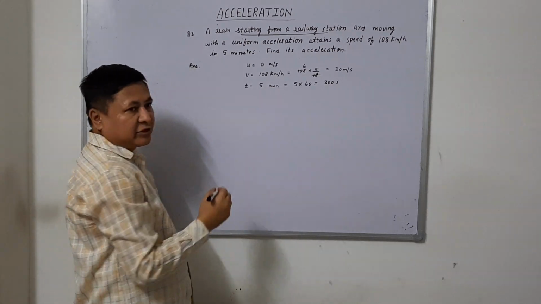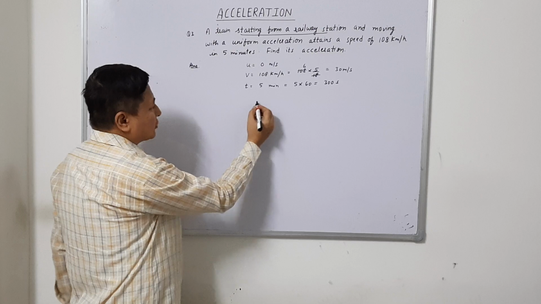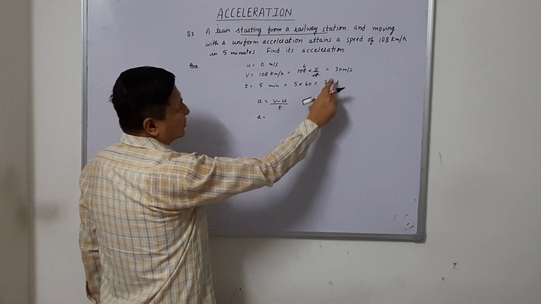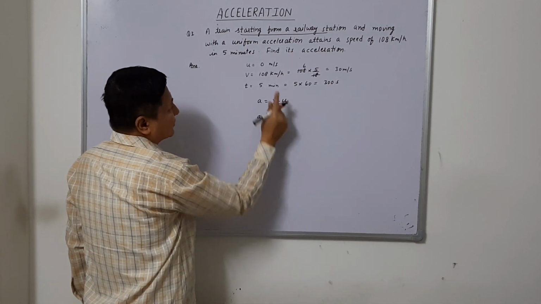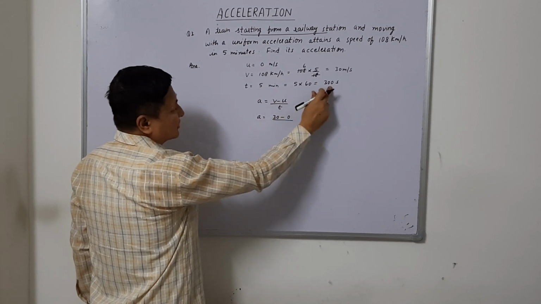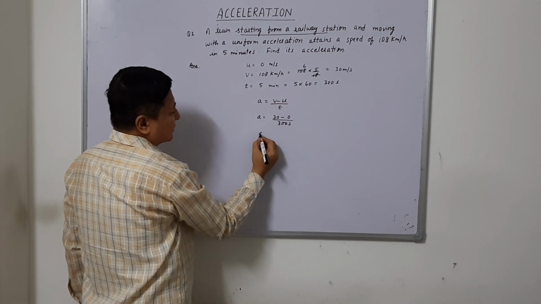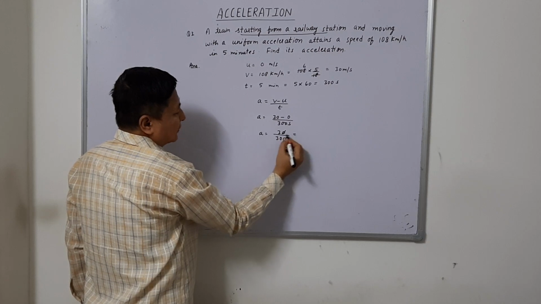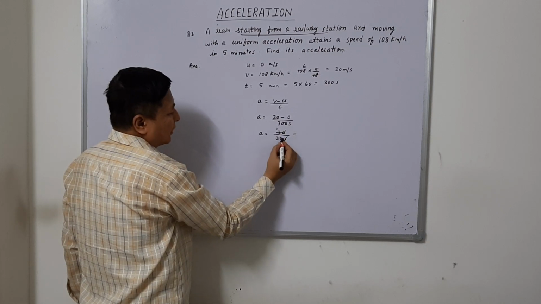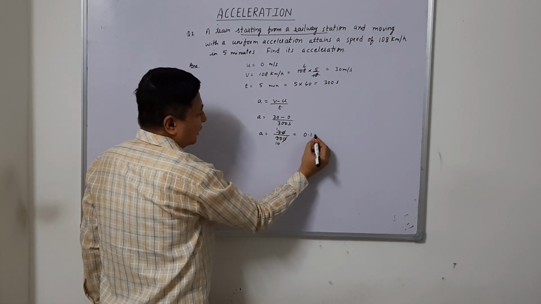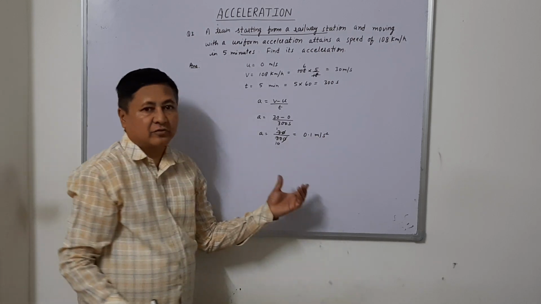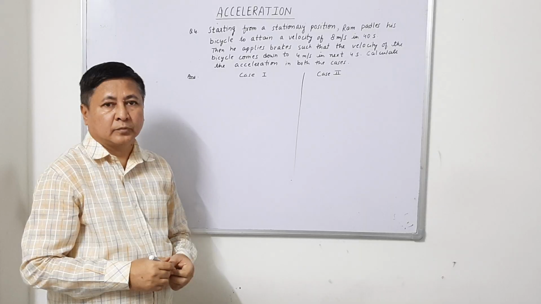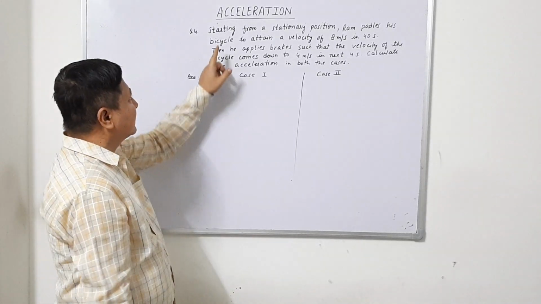Now we have to find the acceleration of the train. We know the formula of acceleration: a is equal to v minus u upon t. So final velocity v is 30 meter per second, initial velocity u is 0, and time t is 300 seconds. Let us solve this. a is equal to 30 minus 0, 30 upon 300. This will cancel. 3 upon 30 becomes 1 upon 10, and 1 upon 10 is 0.1 meter per second square. So the acceleration of the train is 0.1 meter per second square.